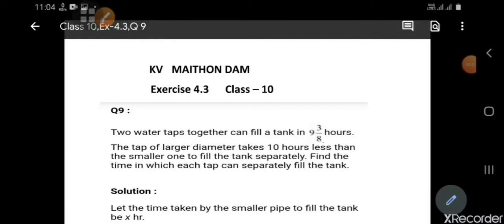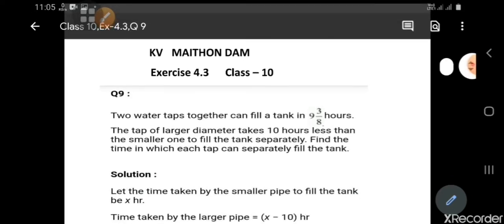Today I am going to discuss question number 9, exercise 4.3 for class 10. I read the question first. Two water taps together can fill a tank in 9 whole 3 by 8 hours. The tap of larger diameter takes 10 hours less than the smaller one to fill the tank separately. Find the time in which each tap can separately fill the tank.